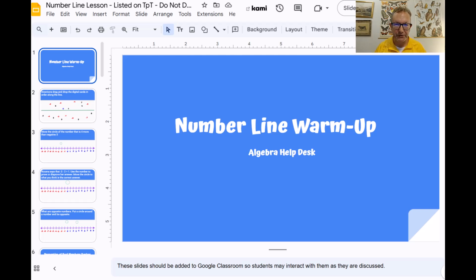This should be a refresher that you use in an Algebra 1 course. Students should know it, but sometimes they forget.